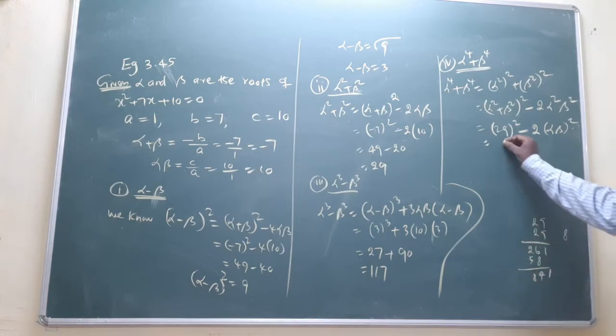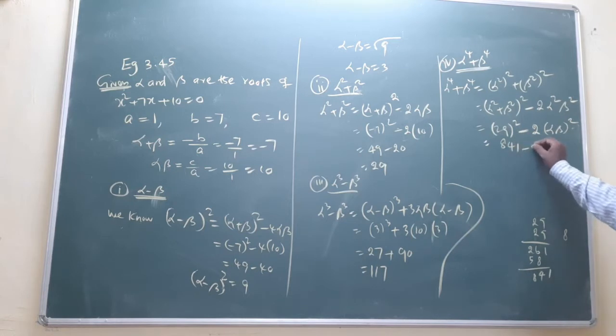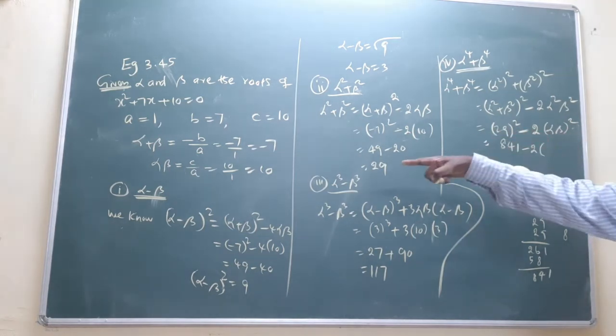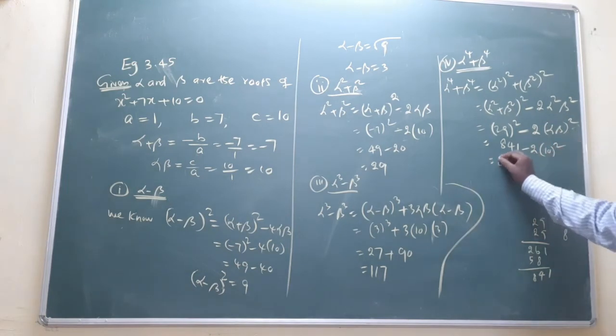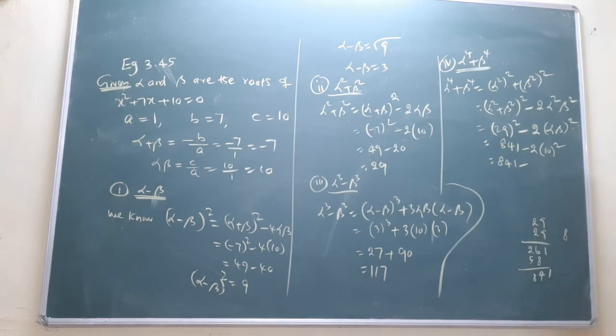Here 841 minus 2 into alpha beta, which is 10, 10 square, that is 100, times 2 is 200. Subtract both: 641. This is the value for alpha power 4 plus beta power 4.